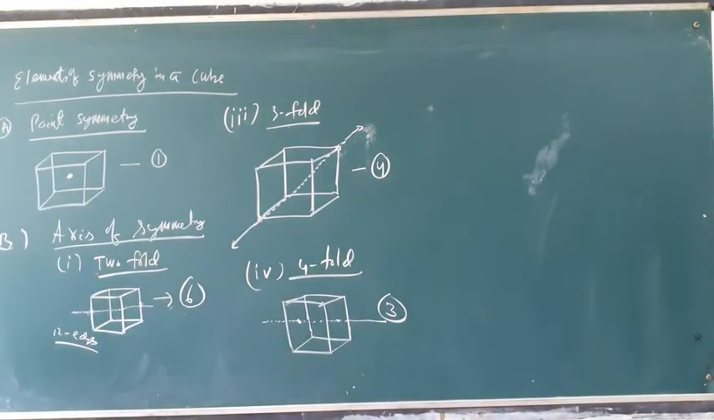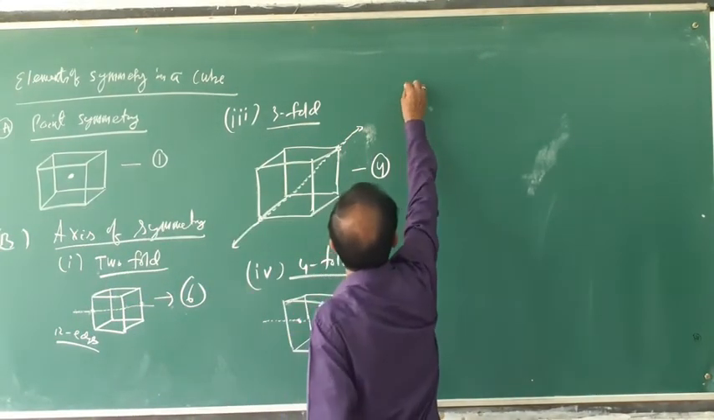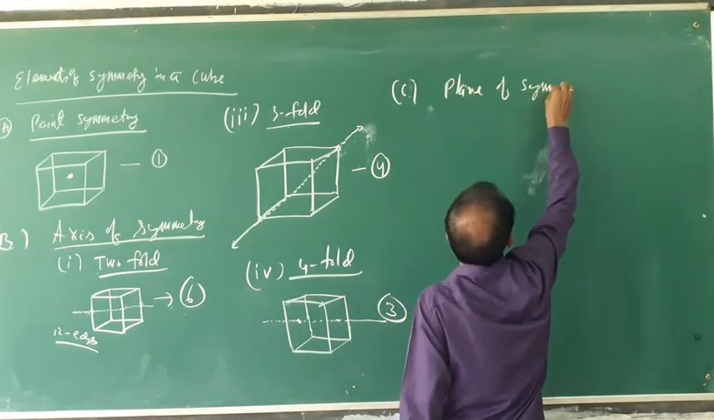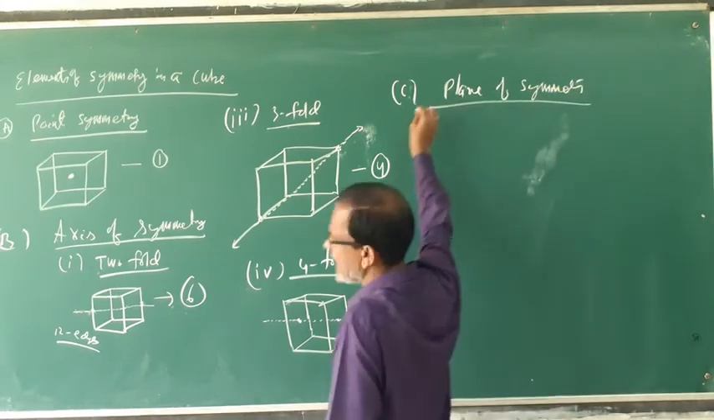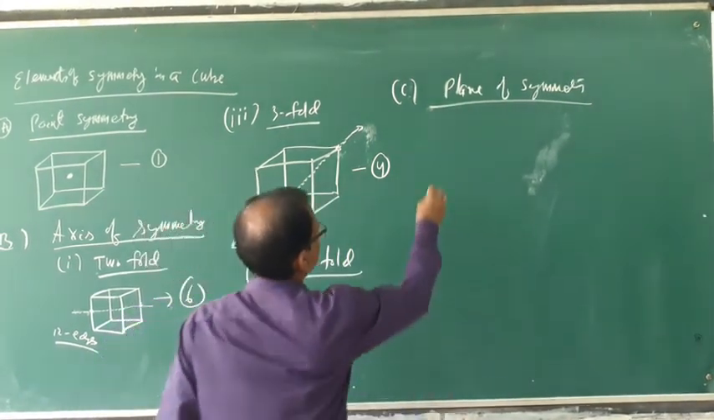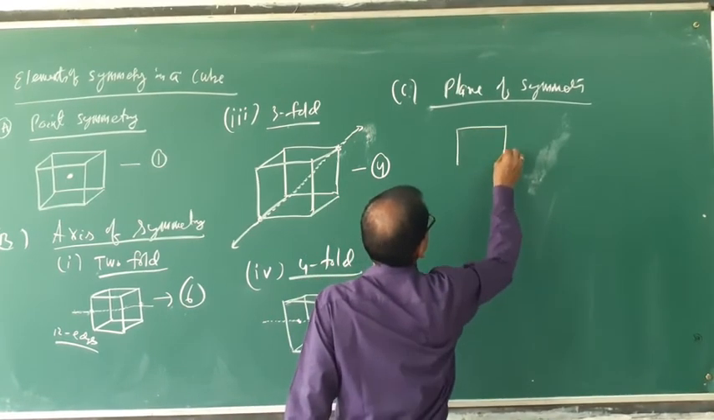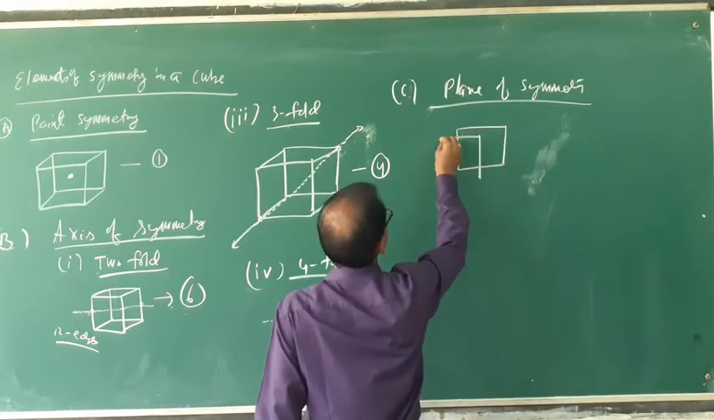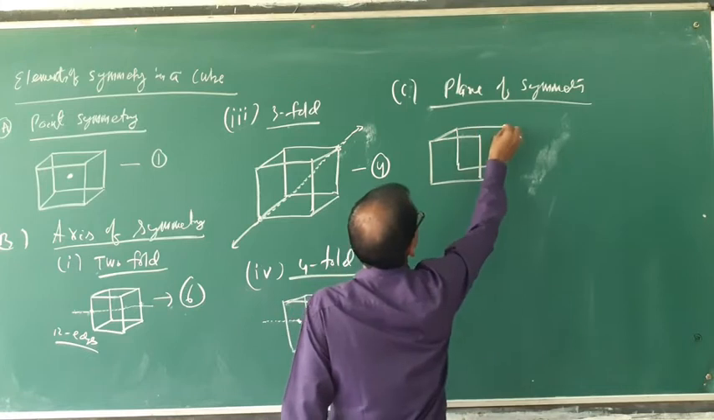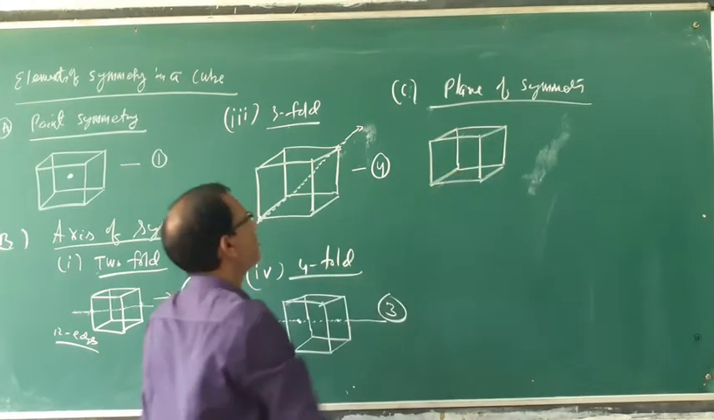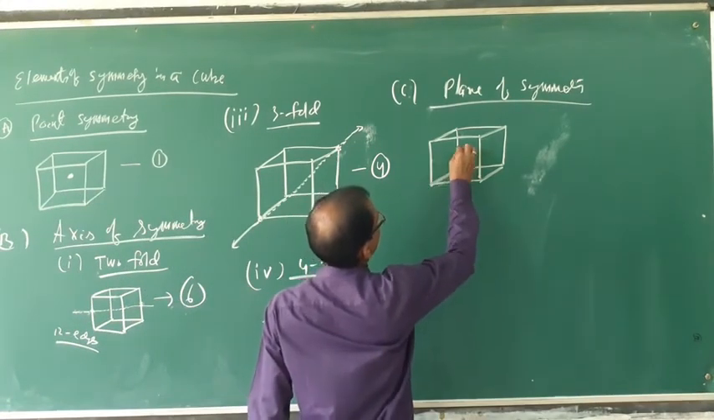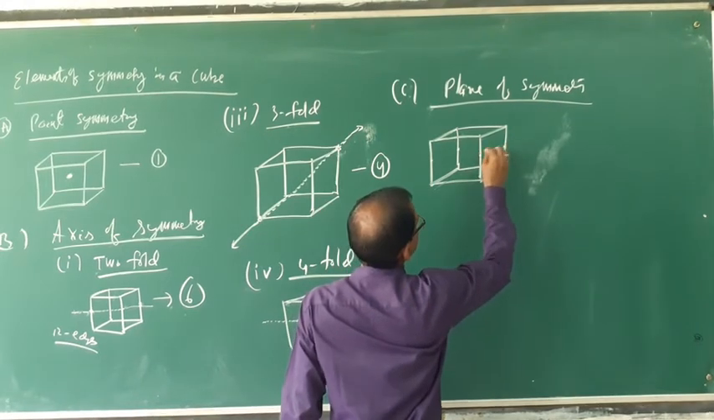Then the last one we will discuss is plane of symmetry. This is axis of symmetry, then plane of symmetry. In plane of symmetry, we have to think like this: plane. How can we make the plane? Suppose you join this at the middle point. This is the middle point.